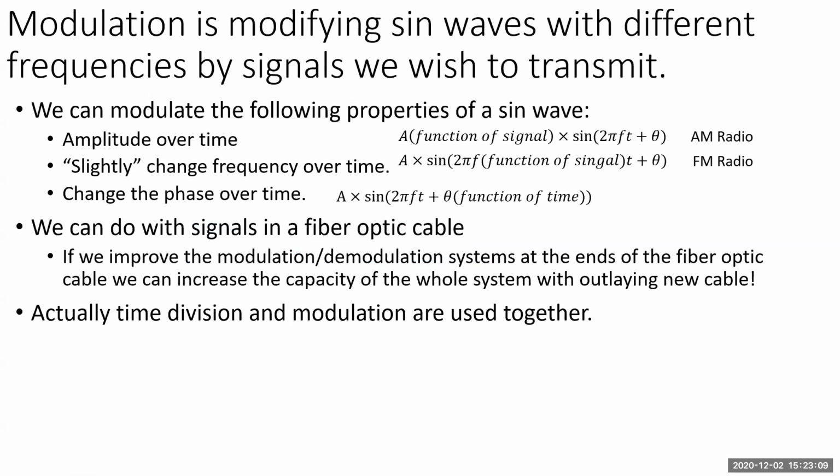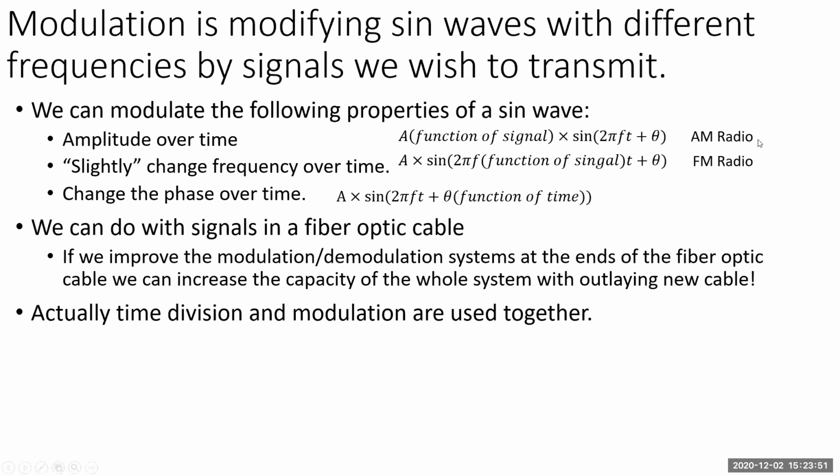But what is modulation? Well, we take a sine wave or cosine, a carrier wave, and then we change it by the signal we wish to transmit. So if the FCC has given me the rights to broadcast at a certain carrier frequency, I can modulate that sine wave by changing the amplitude. I can modulate it by slightly changing the frequency. I can't change the frequency so much that it bleeds into another radio station. And you can actually modulate the phase.